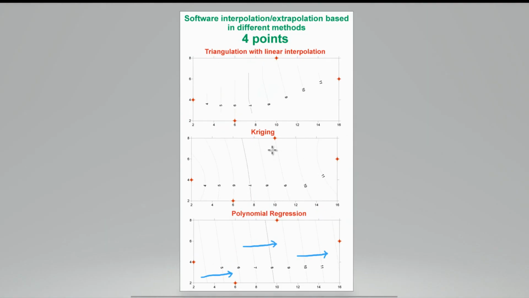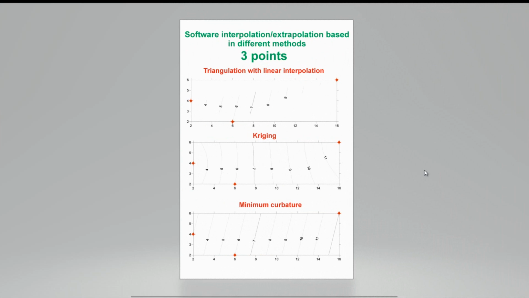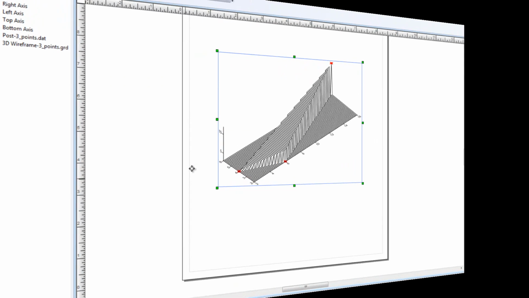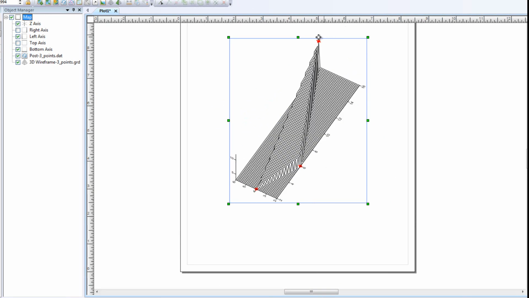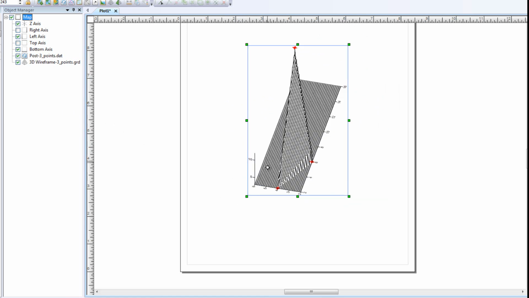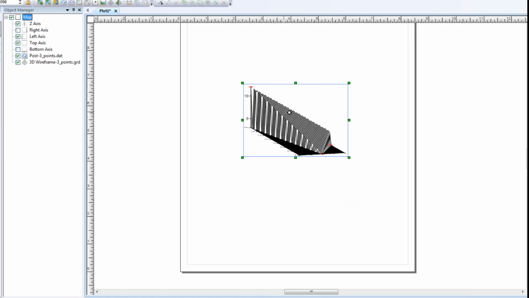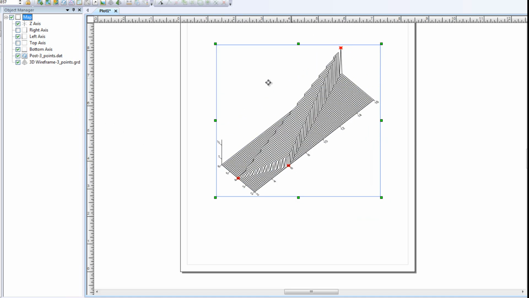And now, to finalize this exercise, I am going to show you the 3D model for every scenario. First, let's start with the 3 points. This is the first case for 3 points: 1, 2, 3, and this case is the triangulation with linear interpolation. As you can see, the interpretation is a flat plane. Okay, pretty standard. Let's see now the Kriging.